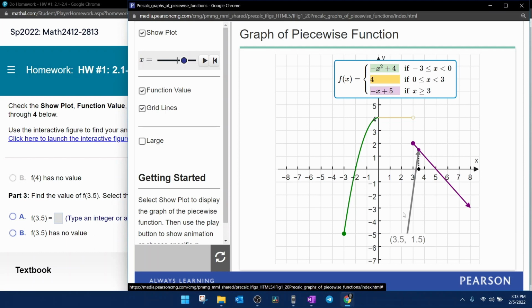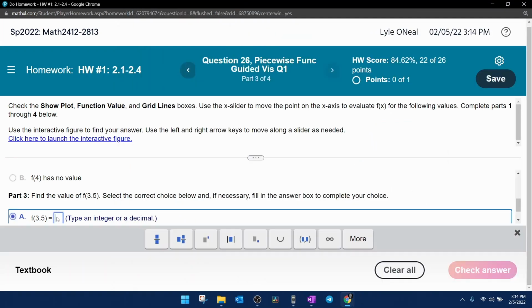Now notice that this graph is also color-coded, which illustrates that the top piece is the green portion of graph, the middle piece is the yellow portion of graph, and the purple piece here would be the purple portion of graph. We can also see that 3.5 is greater than or equal to 3, so that's why this point falls on the bottom piece, because the value of x is within this inequality. And so if we plug in 3.5, we're going to get 1.5. So here we go, f of 3.5 is 1.5. That should be the function value.